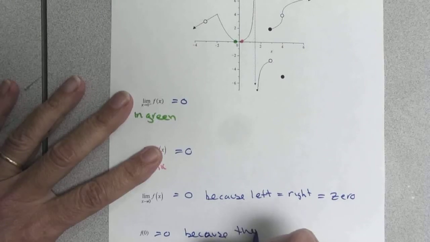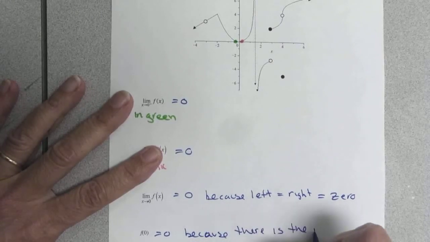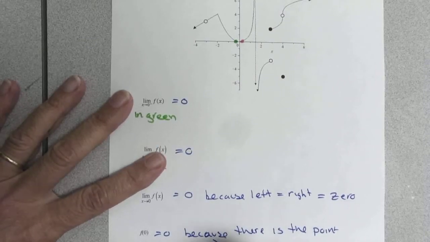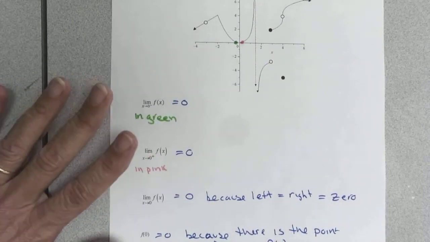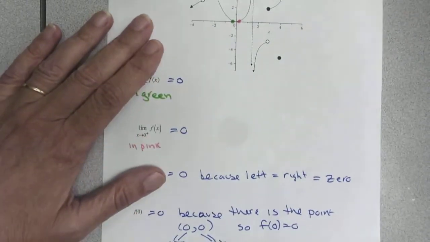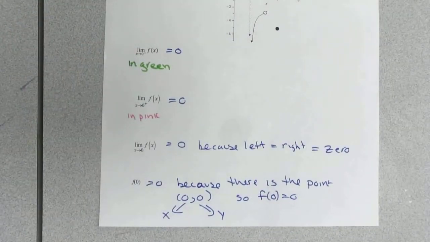Because there is the point 0, 0. My x-coordinate and my y-coordinate. So f of 0 equals 0. Here, because I have an actual honest-to-goodness point at 0, 0, I do have a functional value there. X-coordinates go in, y-coordinates come out. When I'm at x equals 0, I do have the y-coordinate of 0. And I think we'll conclude this video on these two guys.